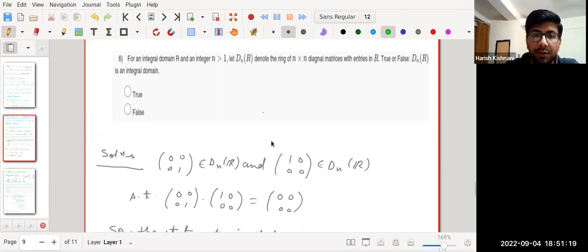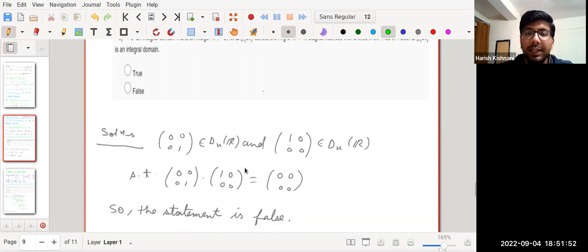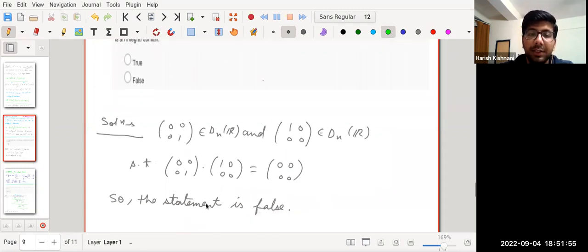As a first example, if you take R to be the ring of real numbers, then the matrix with rows 0 0 and 0 1 is a diagonal matrix, so it is an element of D_n(R). And the matrix 1 0 0 0 is also a diagonal matrix, so it is an element of D_n(R) again. If you take the product of these two, it's going to be a zero matrix. So you have two non-zero elements of D_n(R) such that their product is a zero matrix. So D_n(R) is not an integral domain, so the statement is not true in general.